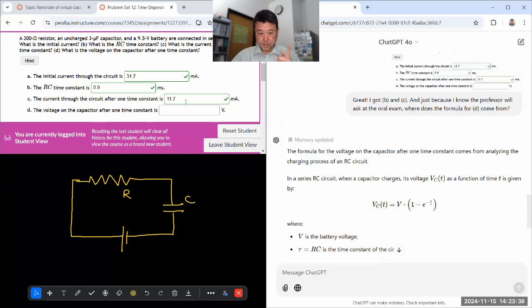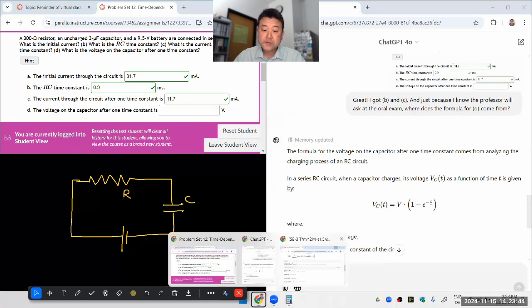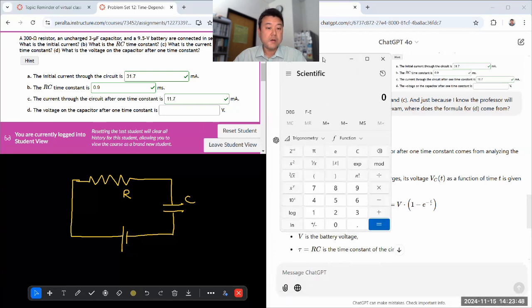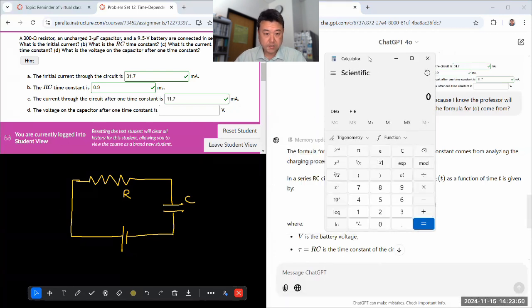So you got the current, which means you can calculate the voltage drop across the resistor. So that's going to be the current 0.0117 ampere times the resistance 300 ohm. So across the resistor, a voltage of 3.51 drops.